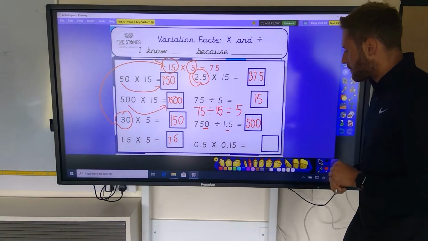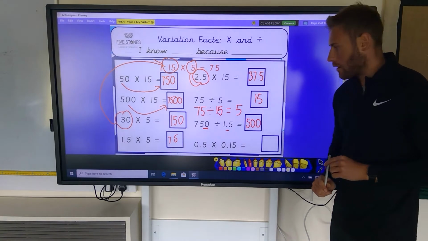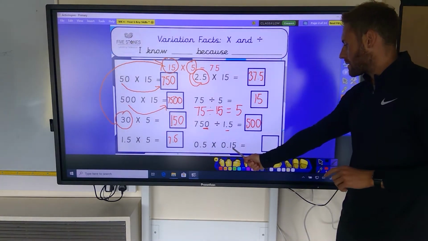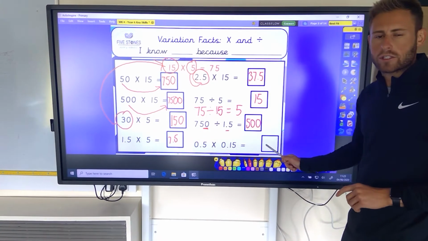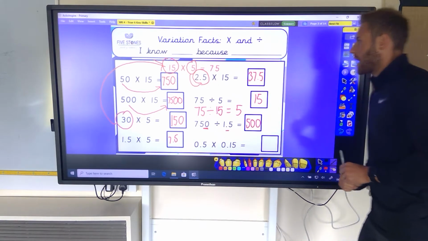Then we've got that final calculation there. I'm going to give you a moment to have a little look at that one. Think about the impact that's happened here. It is a multiplication, so what is the impact going to be on this side of the calculation? Spend a moment explaining that.